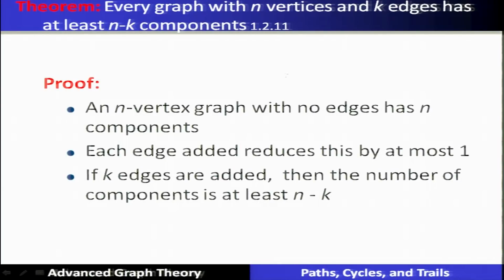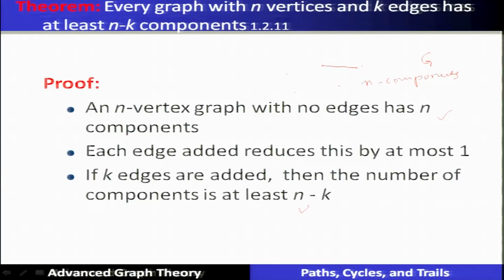Why? Because let us see that there are n vertices, and if there is no edge connecting them, then how many components will be there? Then n components will be there in that particular graph G. Now when an edge is added, the number of components will be reduced by at most one. So when k edges are added, the number of components is at least n minus k.